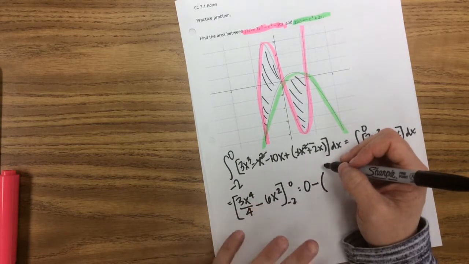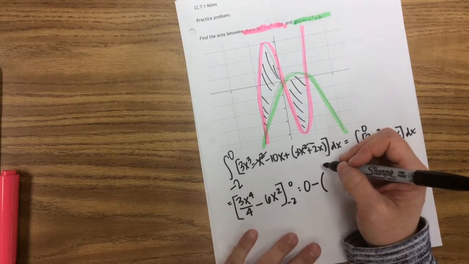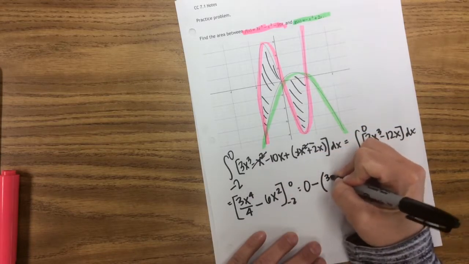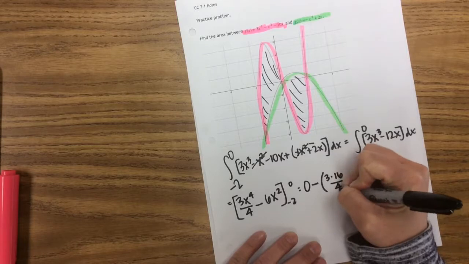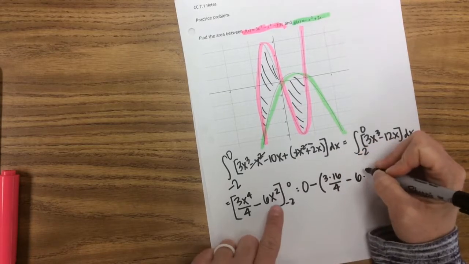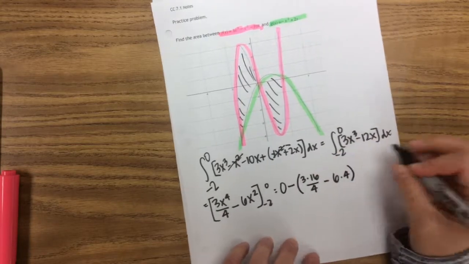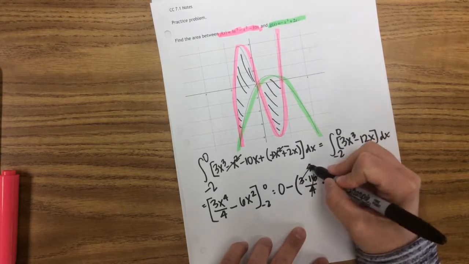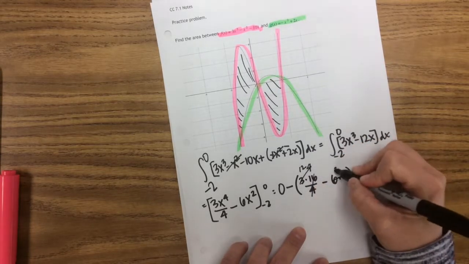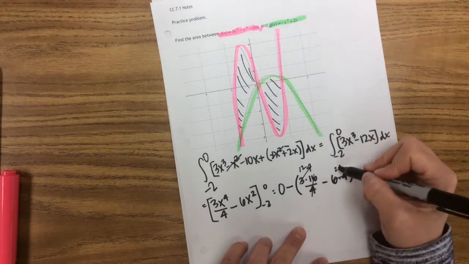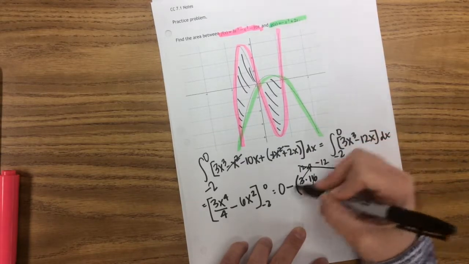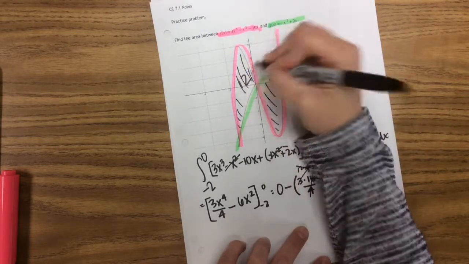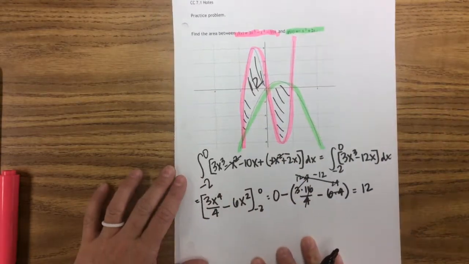Negative 2 to the 4th would be negative 2, 4, 8, 16. So 3 times 16 over 4. And negative 2 squared would be 4. So 16 over 4 is 4, so this ends up being 12, and that's 24. 12 minus 24 is negative 12, so 0 minus negative 12 is 12. 12 for that area.